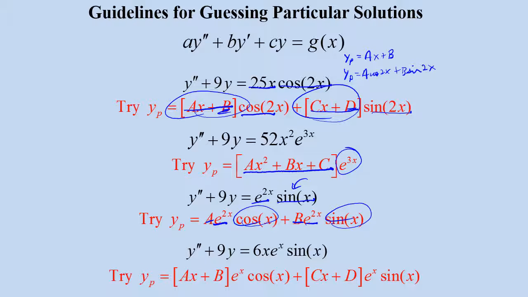And then finally, for the last one, we have all three components here. We've got a polynomial, 6x. We've got the exponential e to the x. And then we've got the trig function, sine of x. So again, we have to have two separate terms, one with the sine of x, one with the cosine of x, both with an e to the x, and then the coefficients. Well, that would be an ax plus b and a cx plus d.